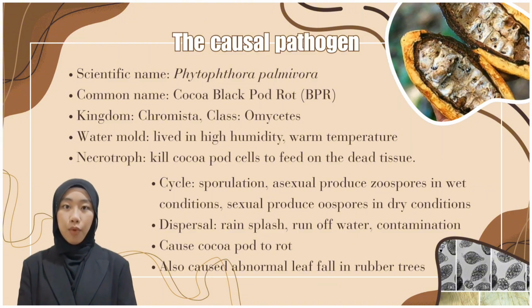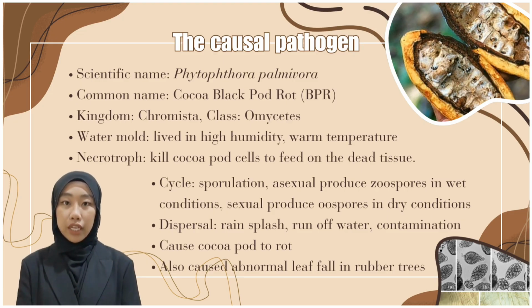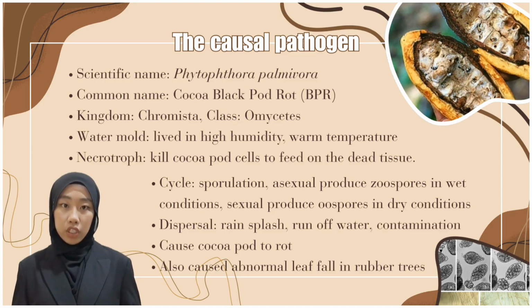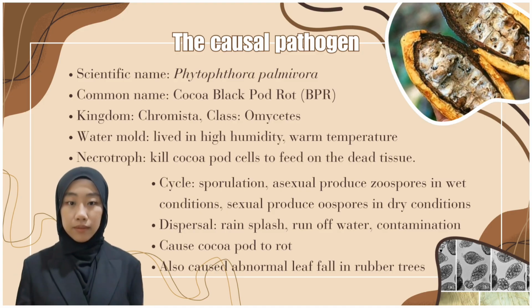Its life cycle is both asexual and sexual, where in asexual, the sporulation produces zoospores that germinate directly during wet conditions, while in sexual, sporulation produces oospores, which survive and stay in soil or dead tissues during dry conditions. This pathogen spreads through rain splash, run-off water, which is by irrigation, and contamination, which is by contaminated tools, human shirts, animal fur, and others.